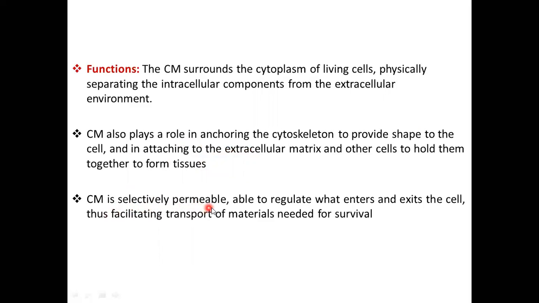The cell membrane is selectively permeable and is able to regulate what enters and exits the cell, thus facilitating transport of material needed for survival. So the cell membrane acts as a selectively permeable membrane and selects what is good for the cell and what is not. So it regulates the transport of material needed for survival. So these are some important functions of the cell membrane. This is all about the cell membrane.